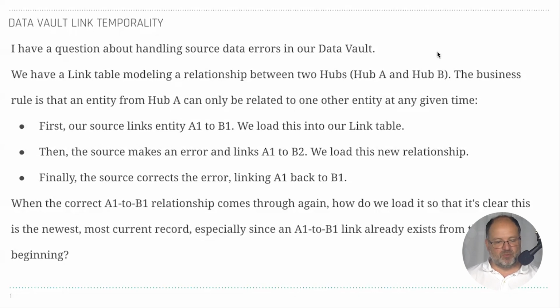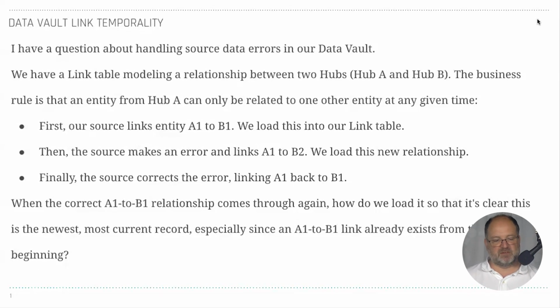And then there's a business rule involved, apparently, that a hub A can only be related to one other entity of hub B at any given time. You can't have a relationship between A, B, and between two different records or business keys in B, essentially, related to A. That's the idea. So it's a one-to-one relationship that they want to enforce or essentially establish.